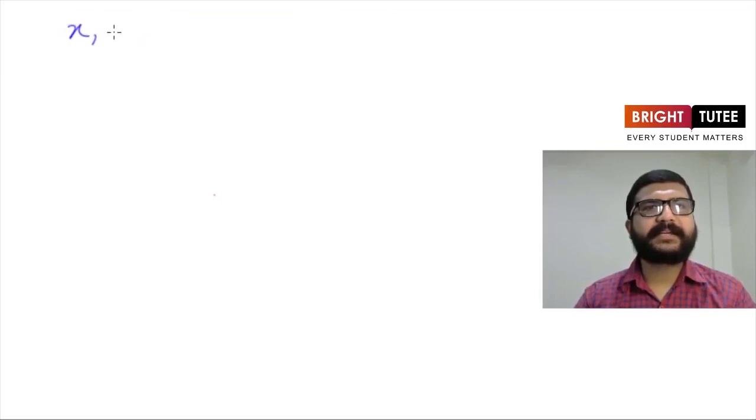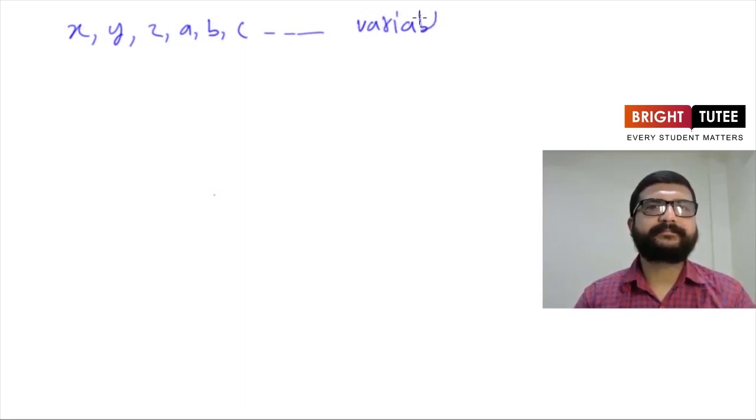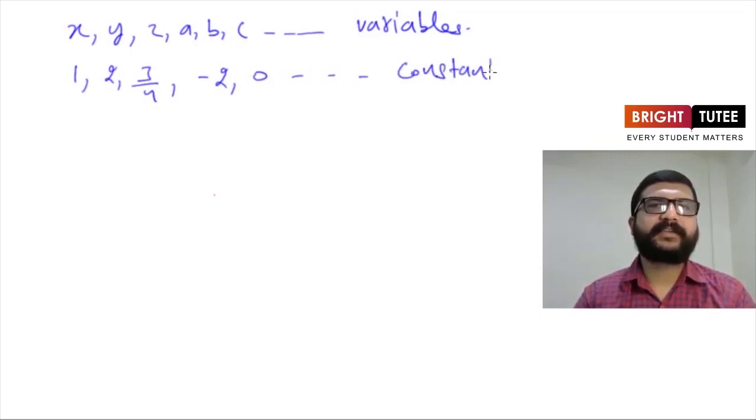Variables are represented by small letters like x, y, z, a, b, c. These are variables whose value can vary. And numbers like 1, 2, 3 upon 4, minus 2, 0, all these are constants because their values are fixed. 2 will always remain 2. 3 upon 4 will always remain 3 upon 4. It can't be changed. So these are constants.